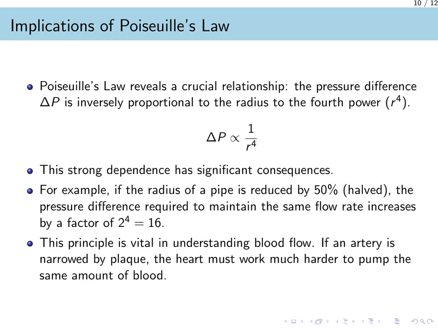This principle has critical implications for our circulatory system. If an artery becomes narrowed by plaque, its effective radius decreases. To maintain the necessary blood flow, the heart must work substantially harder, leading to a dangerous increase in blood pressure. This powerful dependence highlights why arterial health is so important.